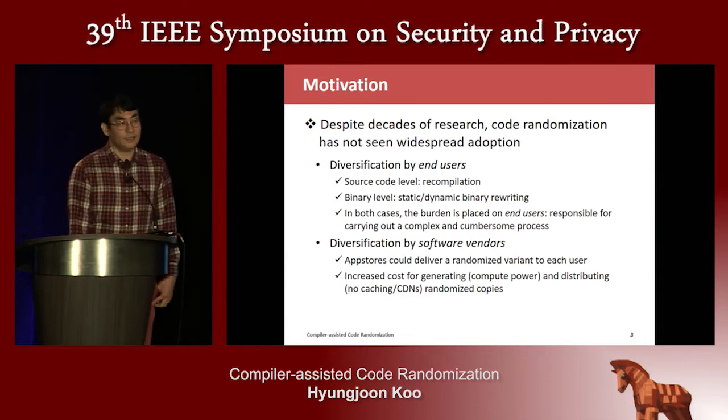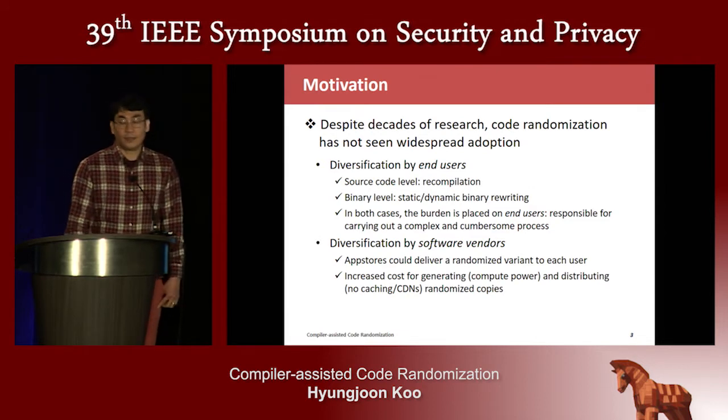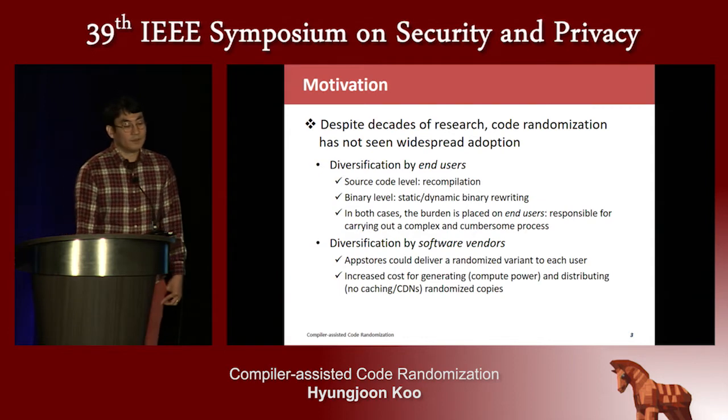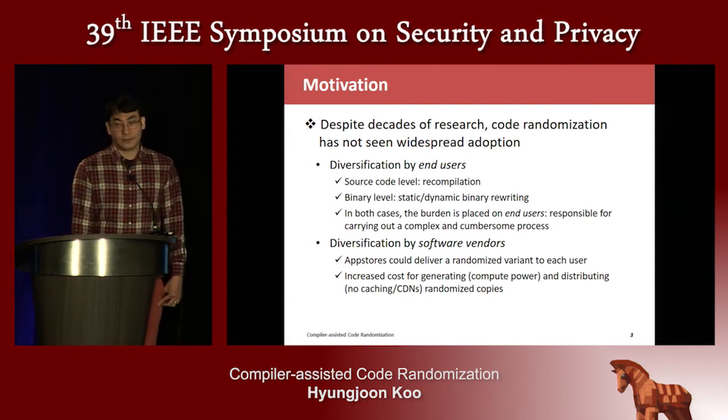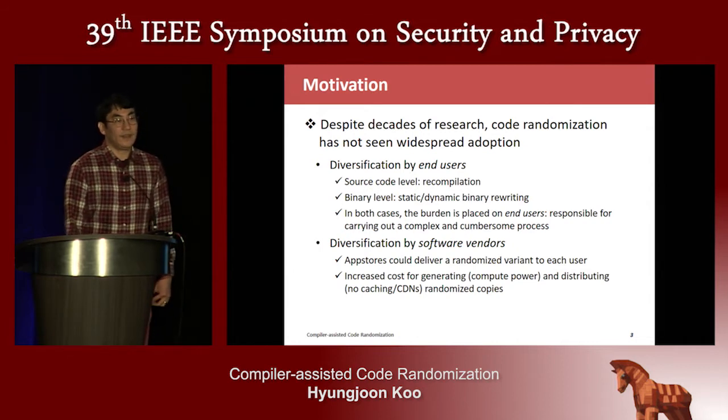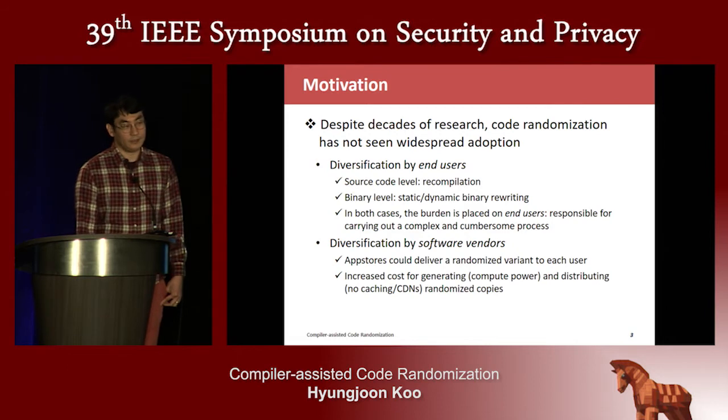Decades of research have shown the effectiveness of code randomization, but it has not been widely adopted until today by any software vendor. Code randomization techniques from the prior works can be done by either end users or software vendors. End users can recompile the source code, or they could rewrite the binary with static analysis or dynamic analysis. But in both cases, they are responsible for performing a complex and cumbersome process. Software vendors also can deliver randomized variants to each user through app stores. But if you think about any software that is used by tens of millions of users, like web browsers, it would be very costly to generate and distribute the randomized copies.